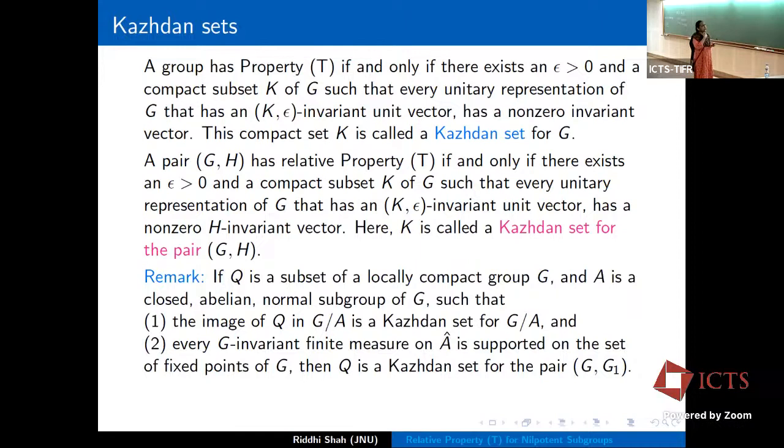Now, this was one of the applications which I'm just putting as a remark of some of our results. If Q is a subset of a locally compact group G and A is a closed abelian normal subgroup of G such that the image of Q in G by A is a Kazhdan set for G by A, and every G invariant finite measure on the dual of A supported on the set of fixed points of G is trivial, then Q is a Kazhdan set for the pair G1, where G1 is the commutator.